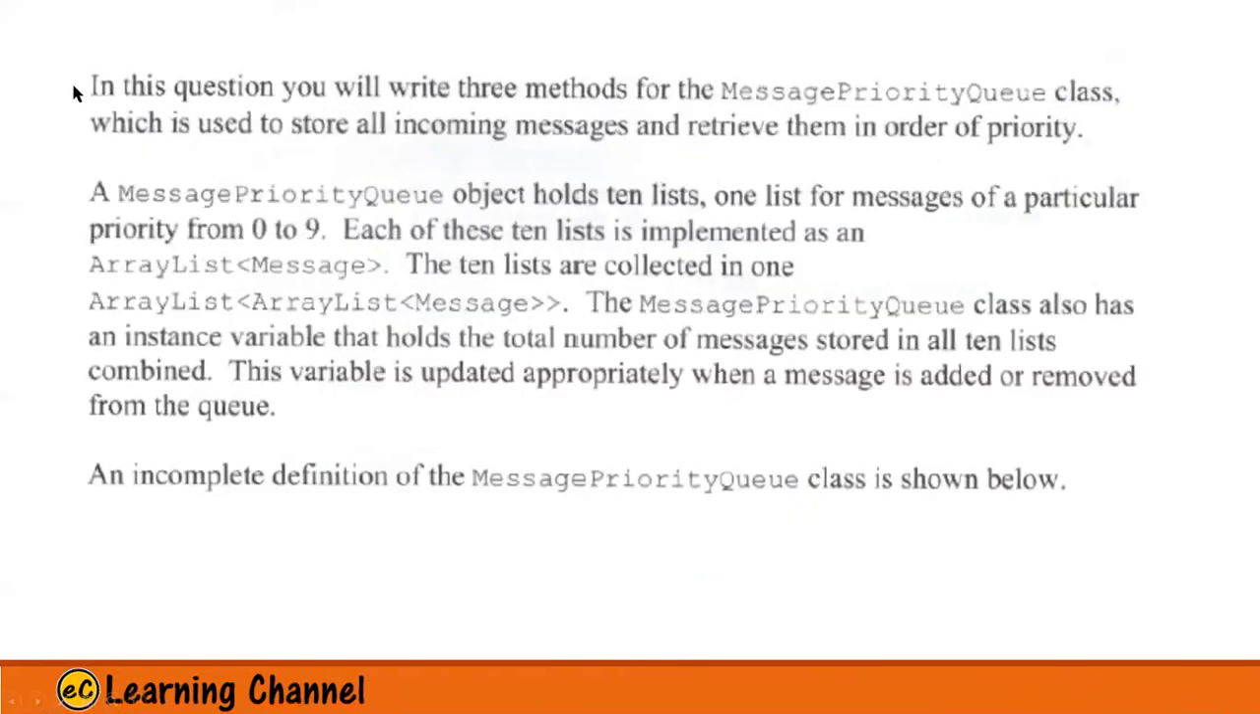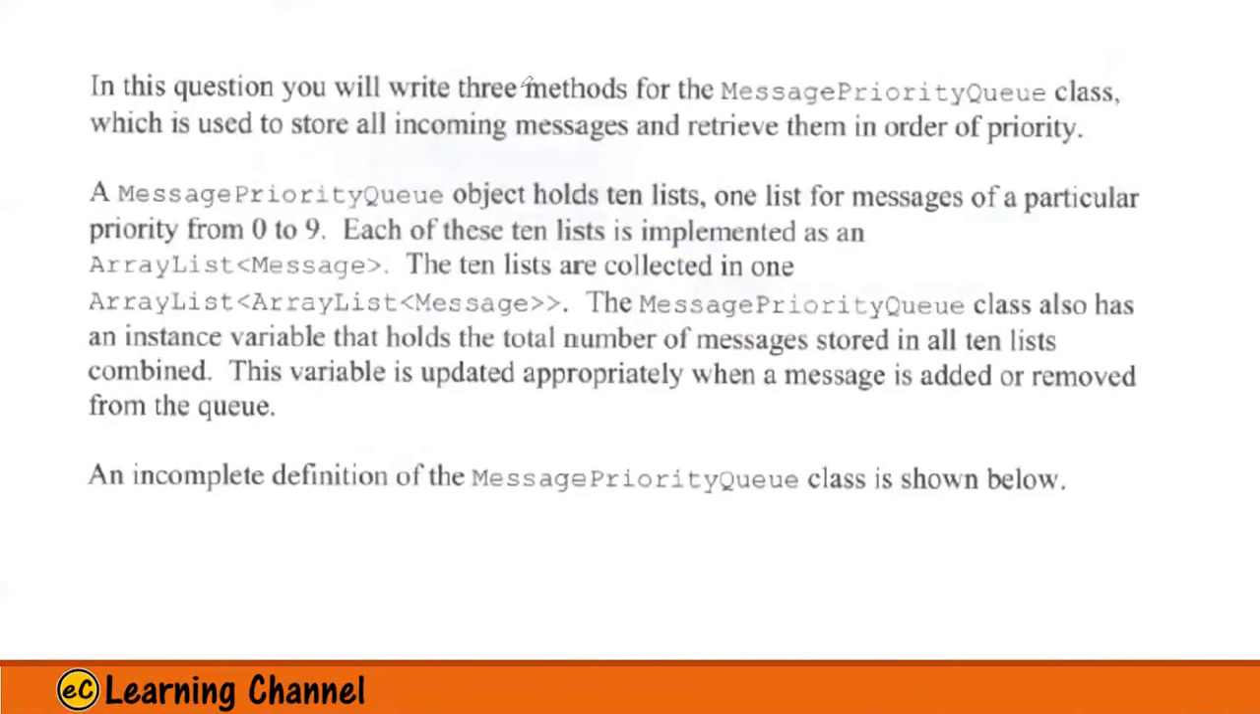And then in this question, you will write 3 methods for the MessagePriorityQueue class. Each MessagePriorityQueue object holds 10 lists, 1 list for messages of a particular priority from 0 to 9. So the messages are sorted with different priorities, and each of the 10 lists is implemented as an ArrayList of messages. So basically that is an ArrayList of ArrayList.